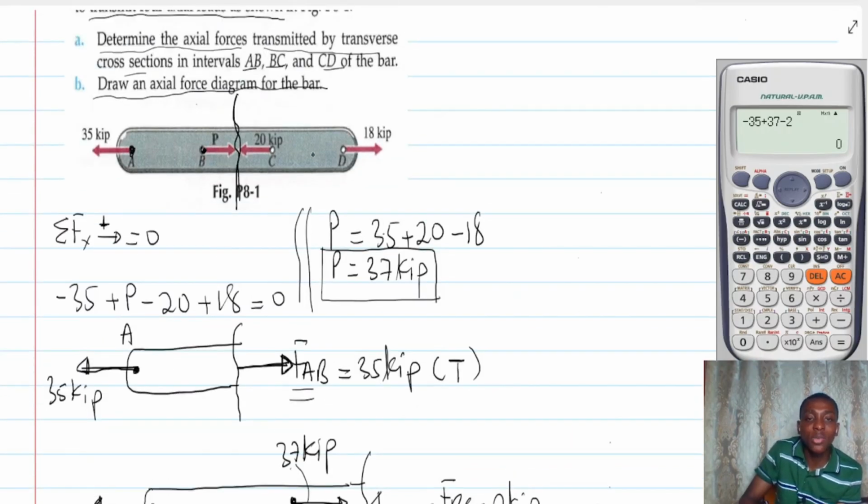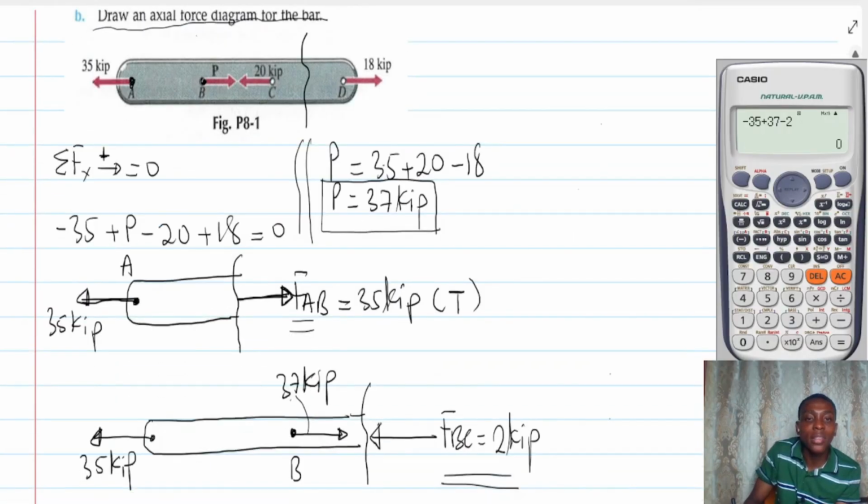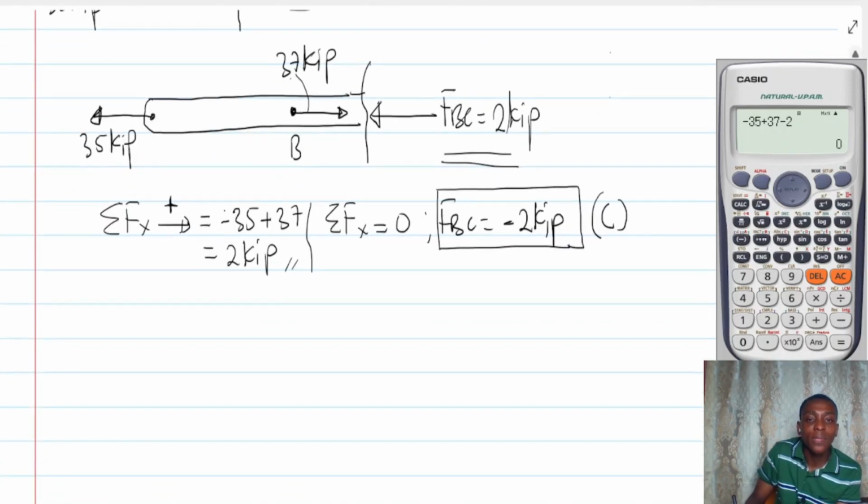Finally, let's cut between C and D to find the force in CD. If we cut between C and D, I'm going to reproduce the whole thing again. So if I cut between C and D, I'm going to get the whole of this again.